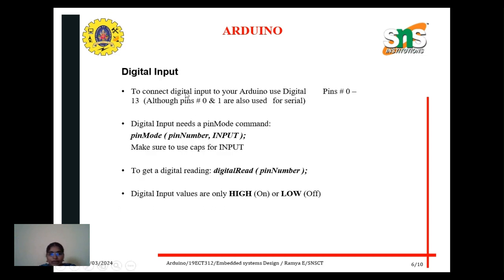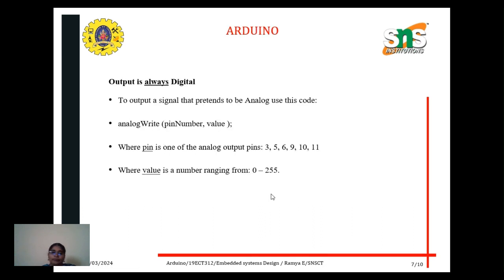Digital input. To connect digital input to your Arduino, use digital pins. It has 0 to 13 pins. Digital input needs a pinMode command. We use this command: pinMode, pin number, and then INPUT. To get the digital reading, we use digitalRead with the pin number. Digital input values are only HIGH or LOW. HIGH means on, LOW means off.